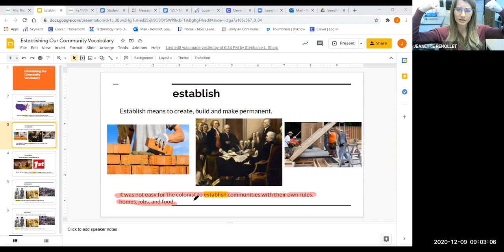They had to work hard to build a community that we call colonies and to make it strong, to make it permanent. They had to figure out, what are the rules in our community? How are we going to work together? What jobs can we have? What food are we going to eat? Where are we going to sleep? They had to establish their community.